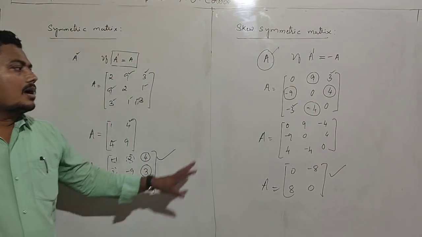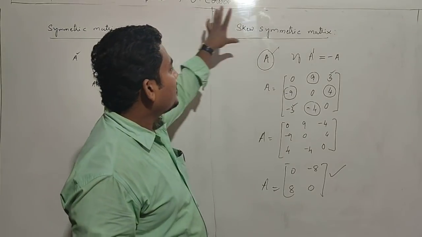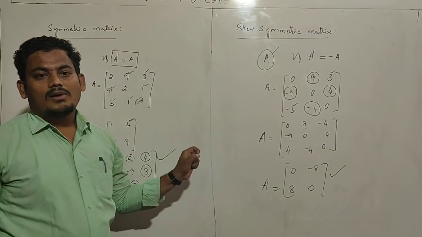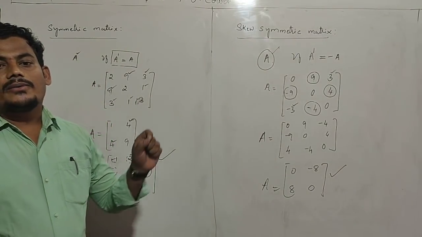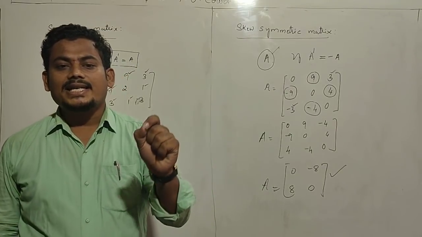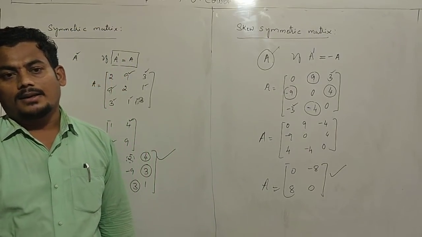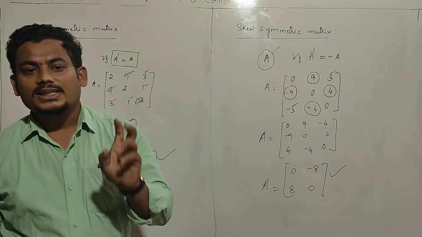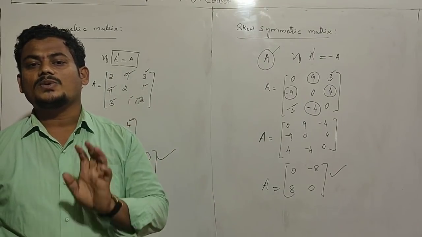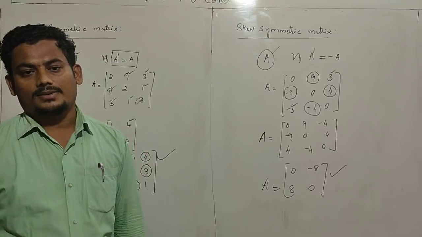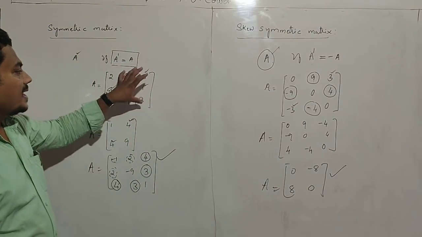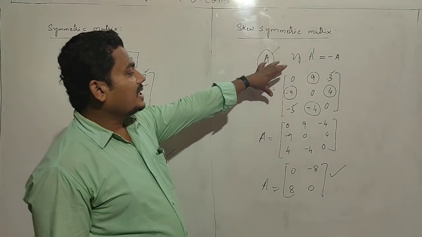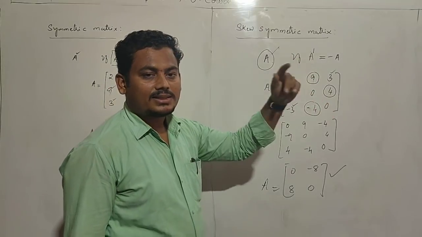Now, after knowing the definition of symmetric matrix and skew symmetric matrix, tell me an example of a matrix which is both symmetric as well as skew symmetric. Tell me such an example. This matrix is symmetric but not skew symmetric. In this example, this is skew symmetric but not symmetric.